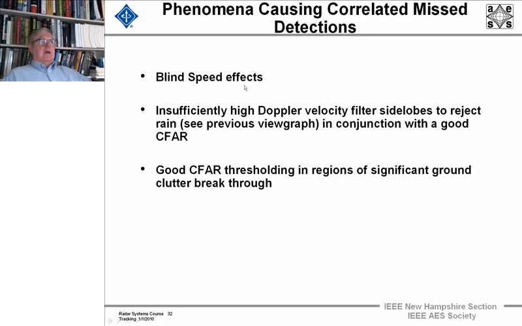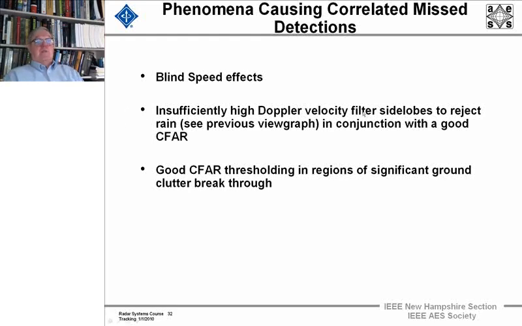Clearly, an aircraft that's moving tangentially to a radar that doesn't have a clutter map or a multiple PRF filling up that blind speed will have zero radial velocity, and you won't see the target because the clutter will probably be greater than the target.